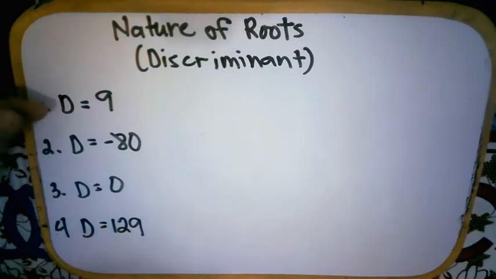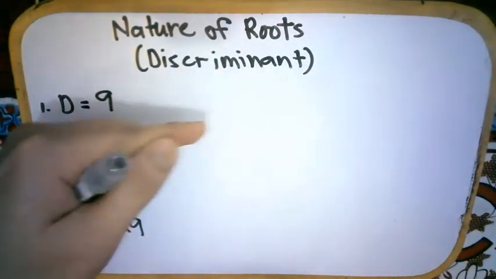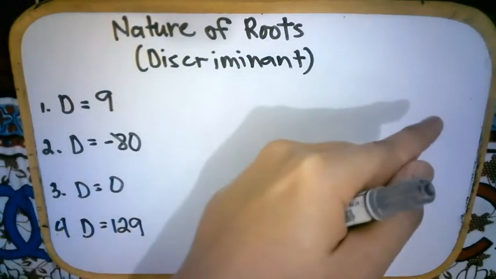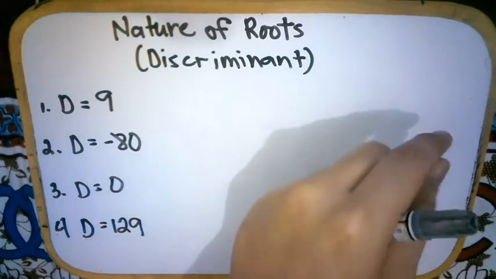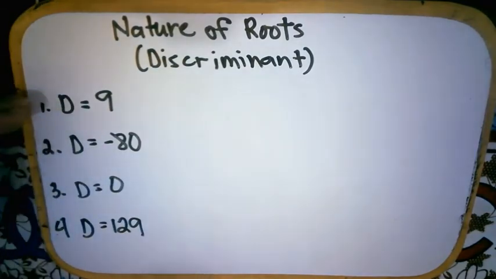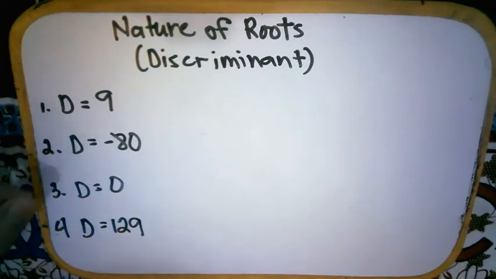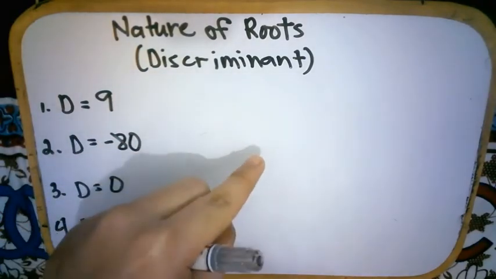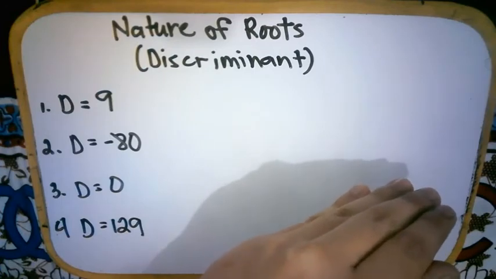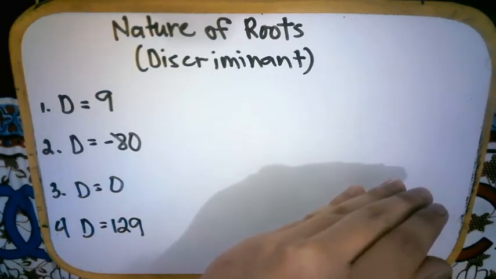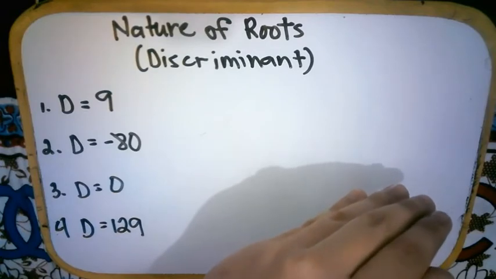Kapag positive at perfect square, ang number of real roots niya ay 2, and then yun ay RRU. Real, rational, and unequal. And then yung pangalawang row, ang nakalagay naman doon ay positive pero hindi perfect square. Ang nasa second column nun ay 2 pa rin, yung number of real roots, and then yung nature niya ay RIU. Ang RIU ay real, irrational, unequal.